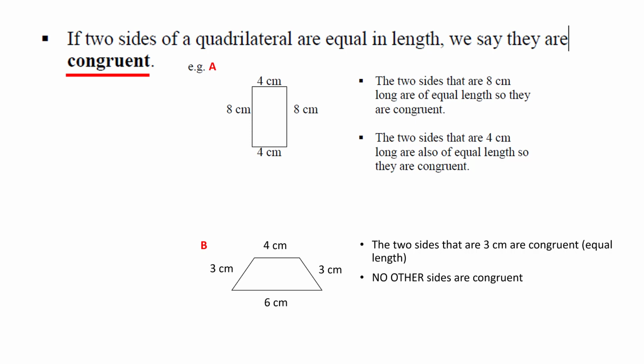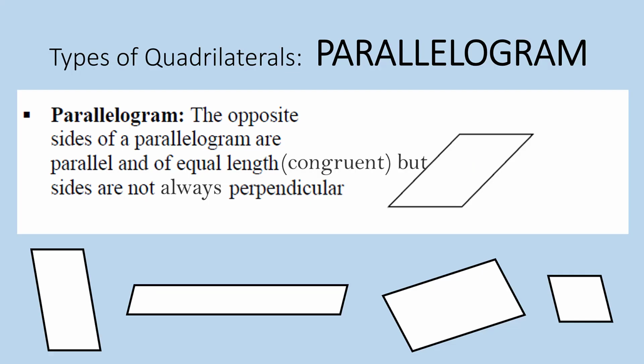Okay, so a rectangle has two sets of congruent sides. A trapezoid has two sides that are congruent, but it's only one set of congruent sides. A parallelogram, which is my favorite name, is a shape that has two sets of congruent sides. The sides are parallel to each other, but there are no perpendicular sides. So they're always at a kind of funky angle. Think of it as a rectangle or a square that's been squashed.